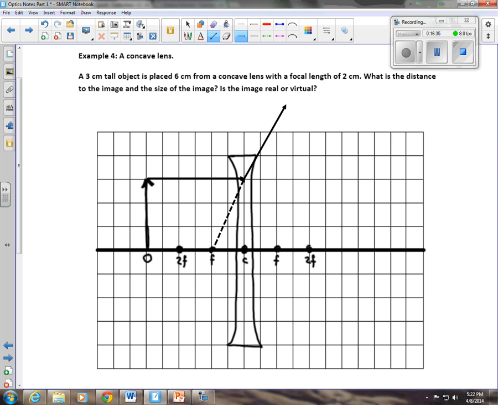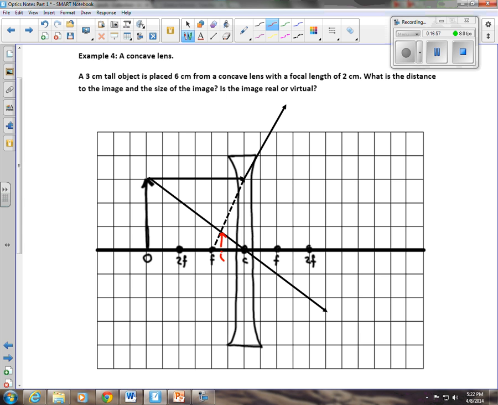The second one is just like always, it just goes straight through the center. So I'm going to draw that straight going down through the center. Now where did they meet? They met back here on the left side of the lens, so right here. So I got this little bitty image that's right side up.